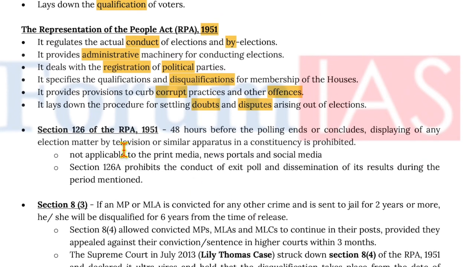Now, Section 126 of the RPA 1951 mentions that 48 hours before the polling ends or concludes, displaying of any election matters by television or similar apparatus in a constituency is prohibited. 48 hours is the cutoff period, not applicable to print media, news portals, and social media. Section 126A prohibits the conduct of exit polls and dissemination of their results during the period mentioned.